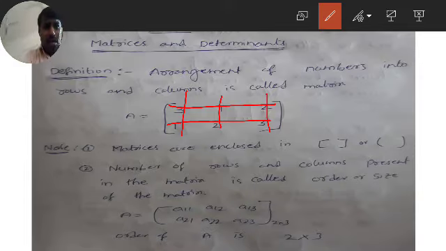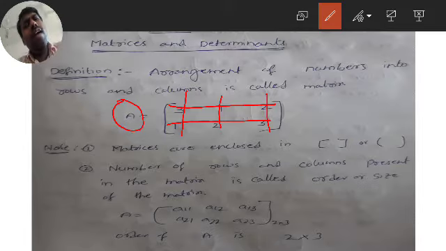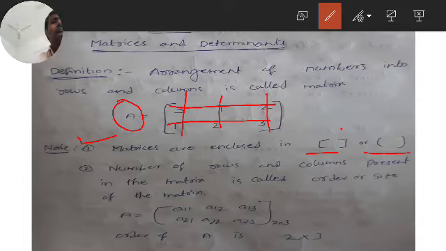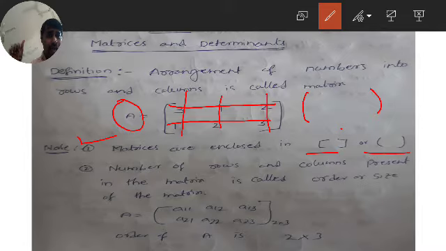You can see what letter I used, capital A. Matrices are generally denoted by capital letters, capital A, capital B, capital C, capital X, capital Y, like that. And matrices are enclosed in square brackets or open brackets. So you can write a matrix in a square bracket, or you can write it in an open bracket. The next definition: the number of rows and columns present in the matrix is called the size or order of the matrix.